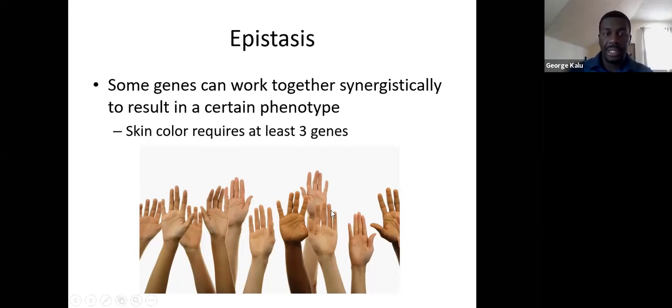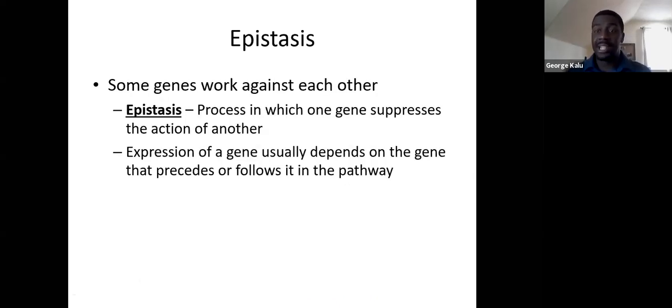However, there are some genes that actually do work against each other, and this is what's called epistasis. Epistasis is where one gene actually suppresses the action of another. This is different from dominance and recessiveness, because dominance and recessiveness refers to one single gene and 2 different alleles. Here in epistasis, we're looking at 2 separate genes, and one of them is going to be suppressing the action of one of the other genes.